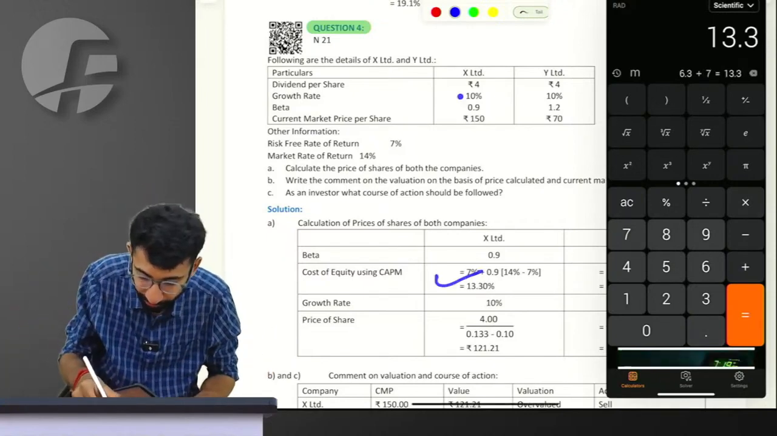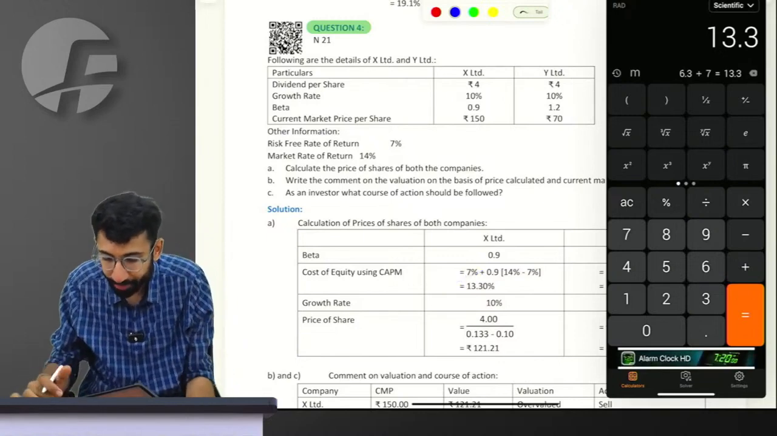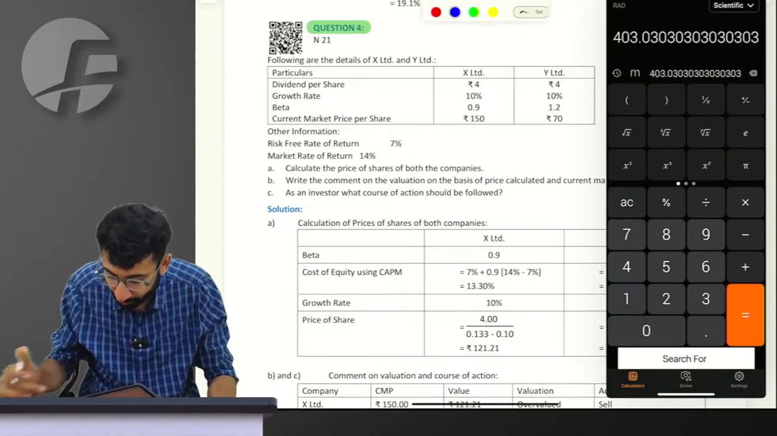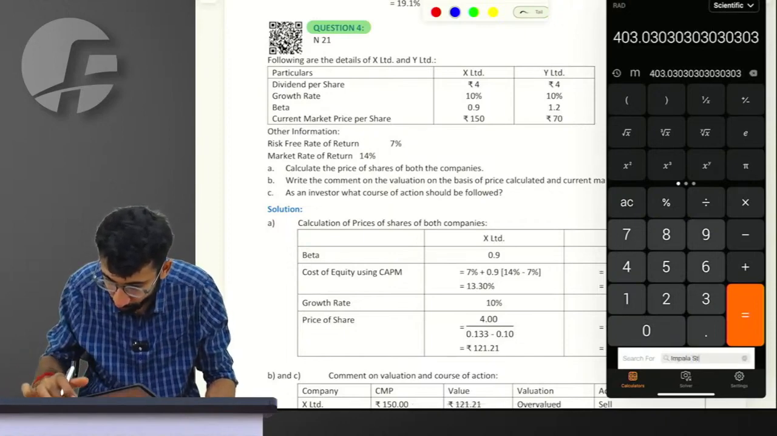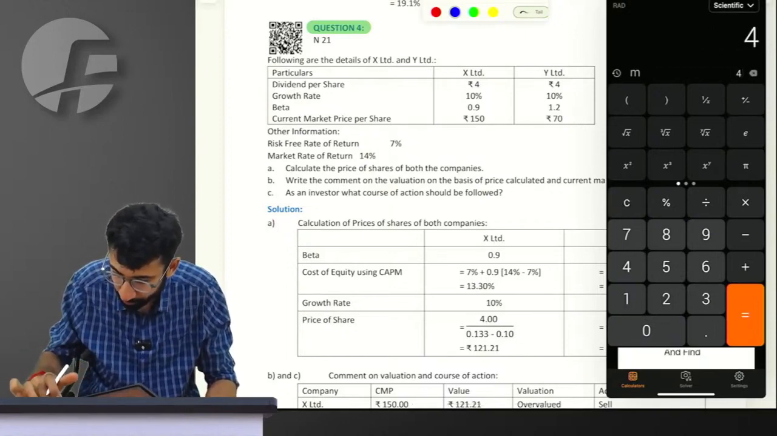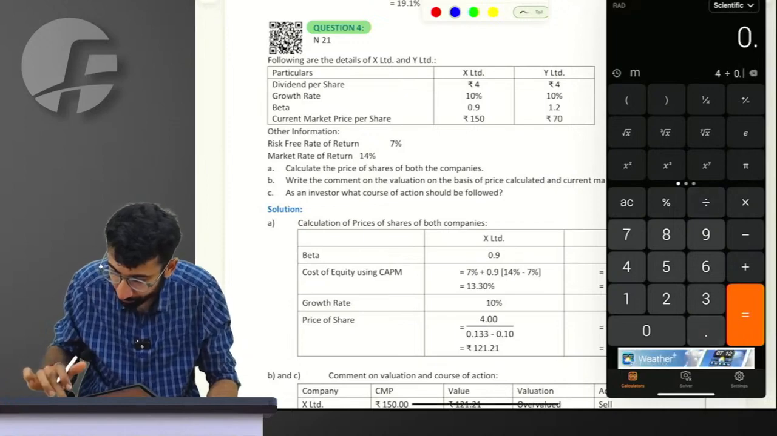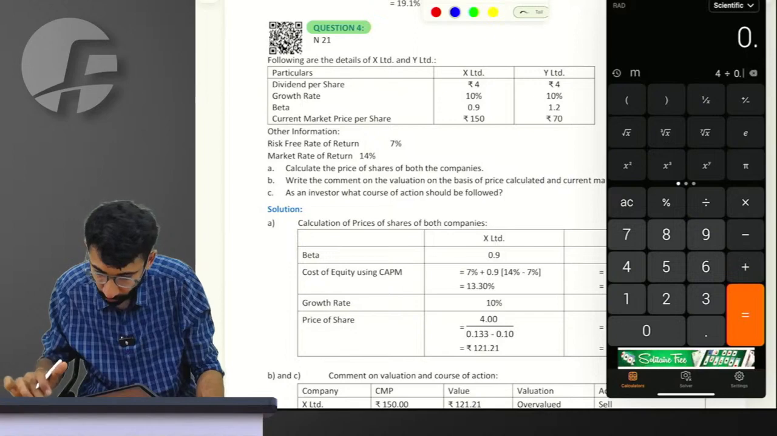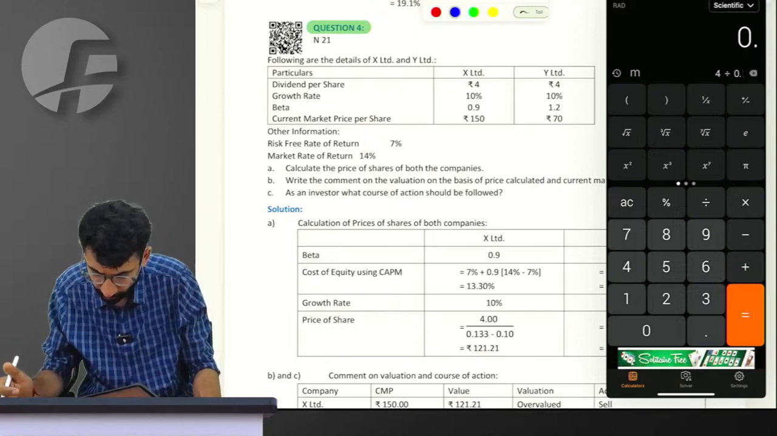All right, what is the growth rate? 10%. So if I do D1 divided by KE minus G, 4 divided by 0.033 gives me... 4 divided by point... should be 033.